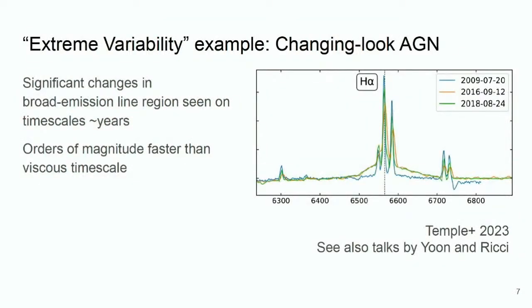So for those of you who don't know much about changing-look AGN, just a brief introduction. Obviously, Ilsang and Claudia are going to talk about this much more this afternoon. Changing-look AGN are AGN where we see significant changes in the broad line flux, in this case the broad H alpha line, over timescales of years, decades, or even less.